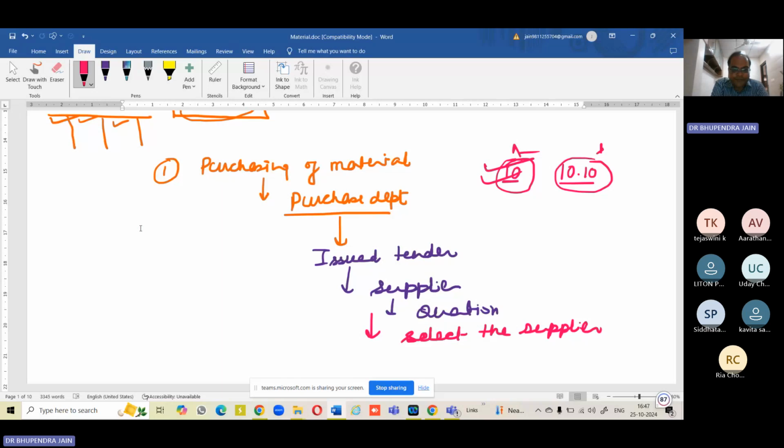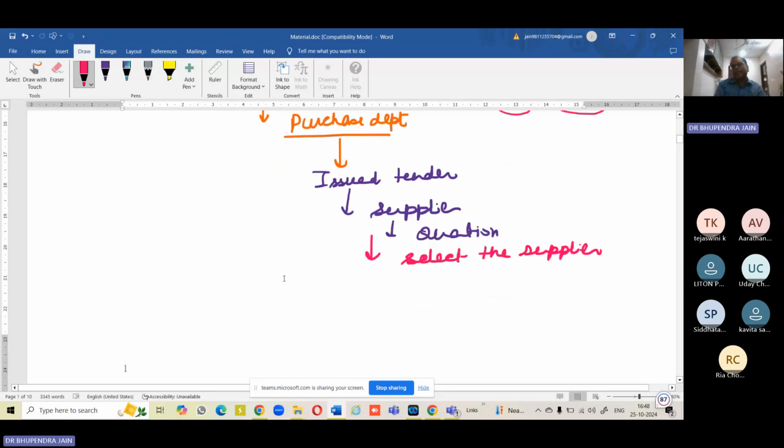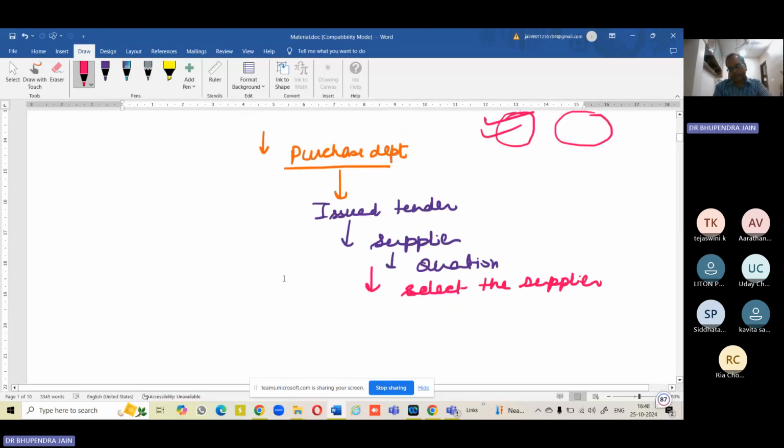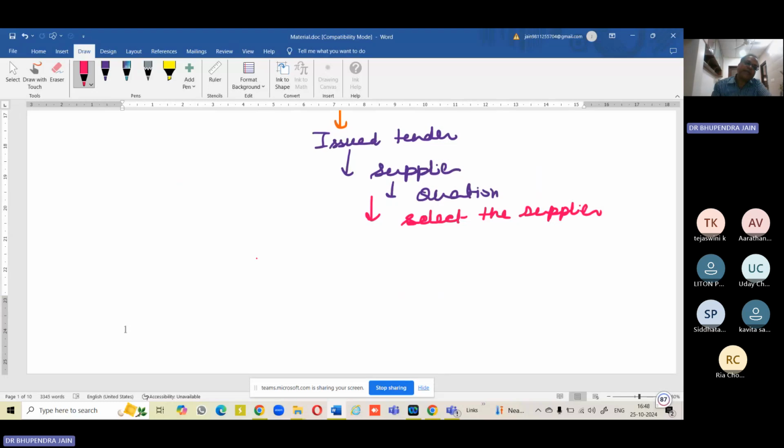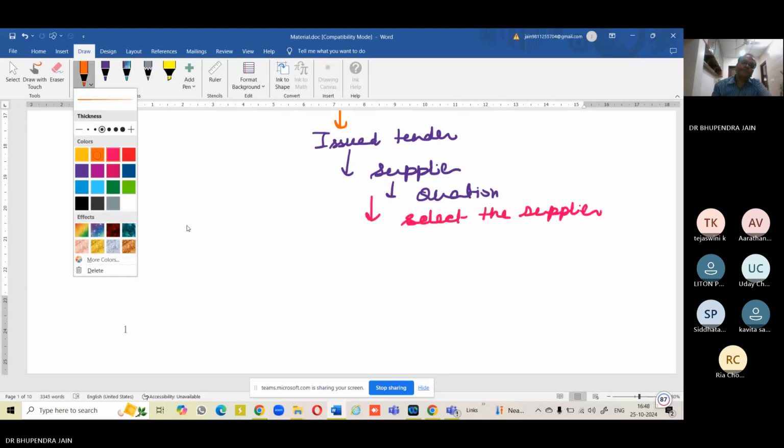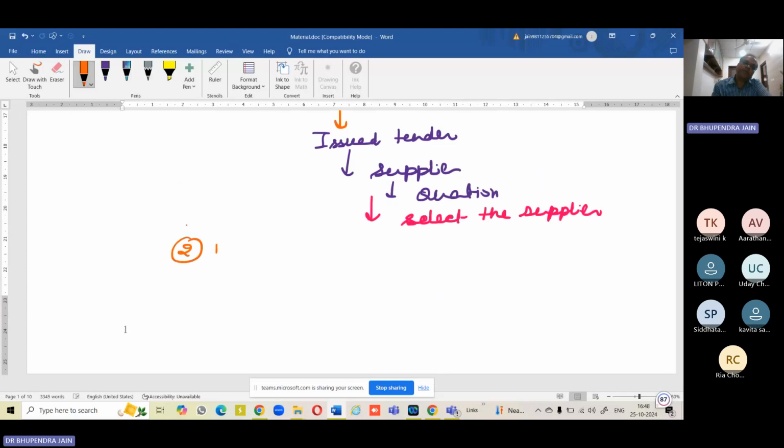Hopefully you understand my point. This is the first step of purchasing of material. Now after selecting the supplier, the supplier sends the material to the business premises, to the factory premises. Now the second step is receiving of material. First is purchasing and second is receiving.